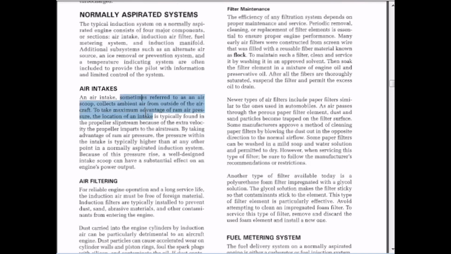The air intake sometimes, okay, dibaca sendiri, to take maximum advantage of ram air. Ram air tu apa? Rapid air movement. Jadi intake tu biasanya menghadap ke depan lah, supaya angin yang datang tu pasal kapal terbang pergi ke depan, jadi angin akan dipaksa masuk dalam air scoop tu. Pasal air scoop tu menghadap angin lah. Ram air tu, rapid air movement. The location of the air intake is typically found in the propeller slipstream. Slipstream tu maksudnya angin dari propeller tu lah.